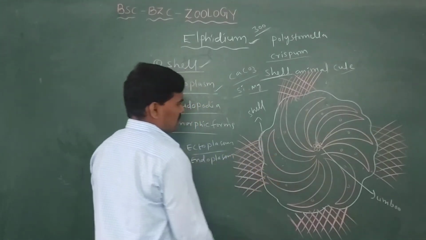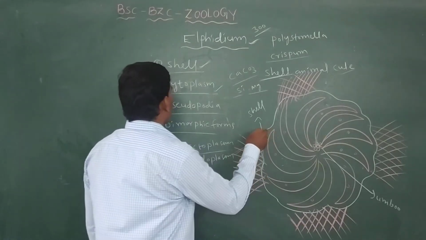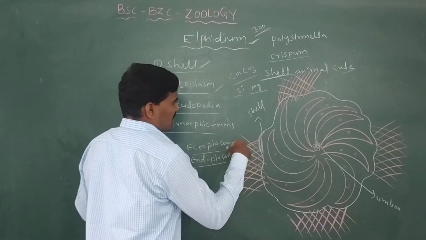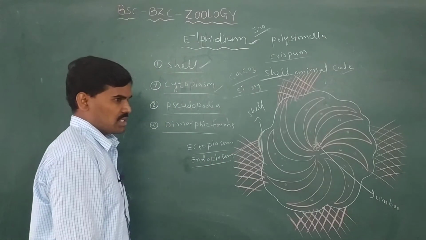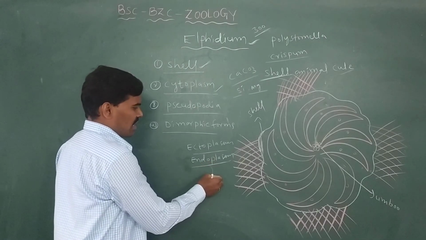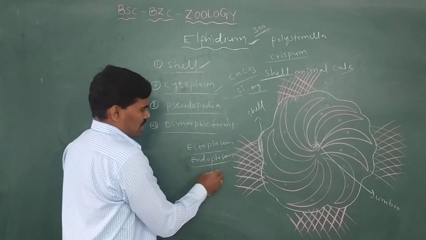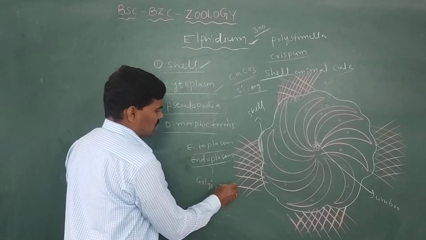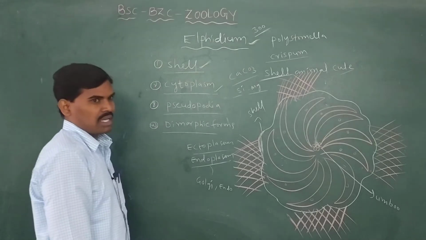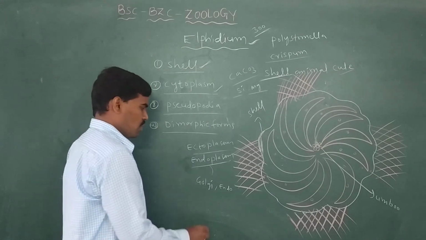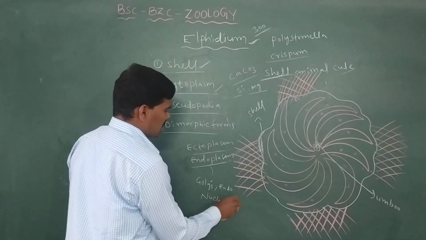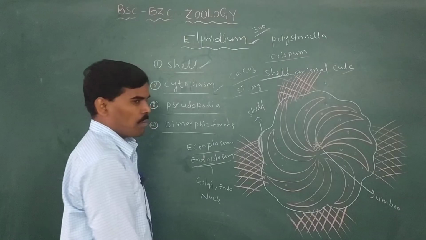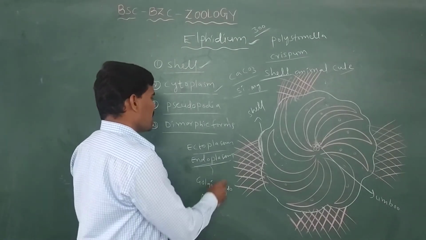The outside of the cell is called ectoplasm, and the inside of the chambers is called endoplasm. The endoplasm contains the nucleus, Golgi complex, endoplasmic reticulum, ribosomes and other cell organelles. The endoplasm contains the cytoplasm.